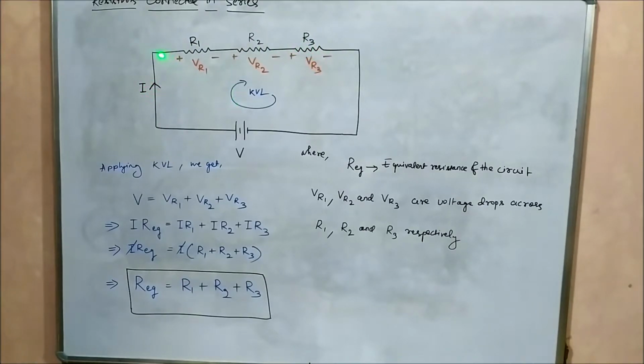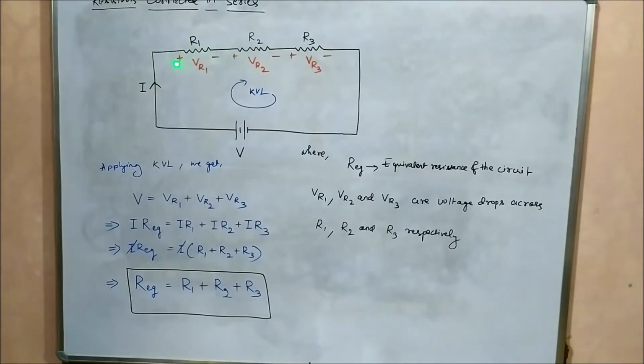Now here VR1, VR2 and VR3 are the voltage drops across the resistors R1, R2, R3. Pay attention to the polarities that have been given, plus minus, plus minus, plus minus. I have already explained in my previous video on voltage drop across resistors that resistors always absorb power. So whenever current flows through the resistors, it will always be from positive to negative terminal internally through the resistors. That's why the polarities are given like this.